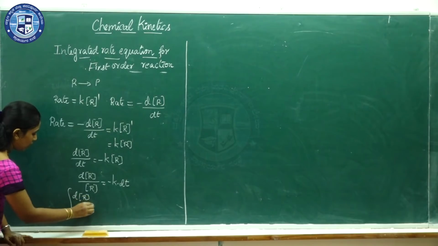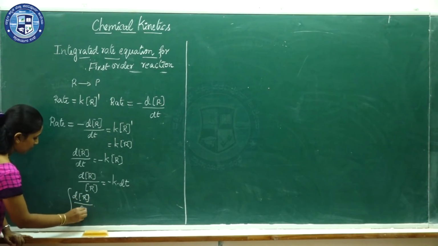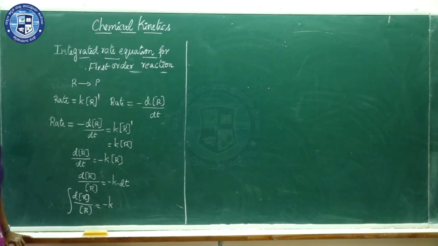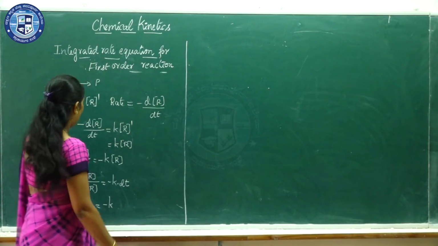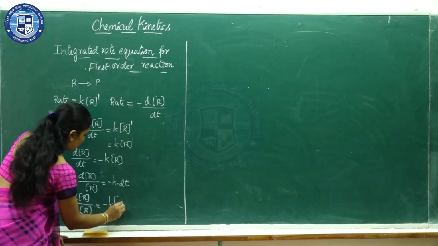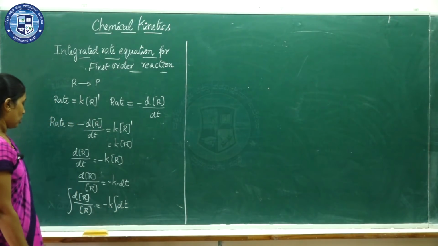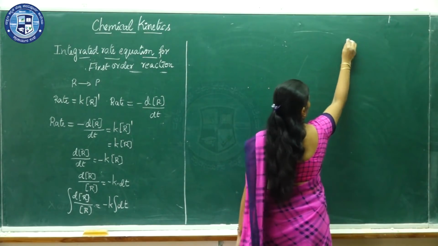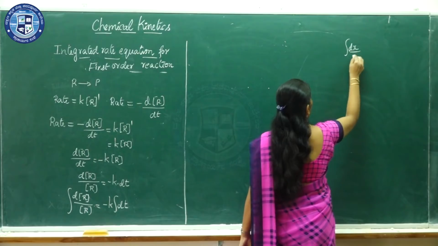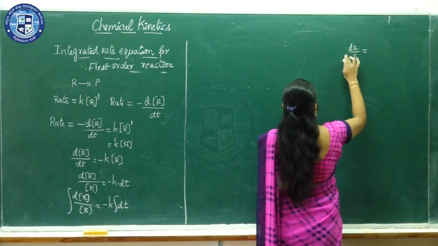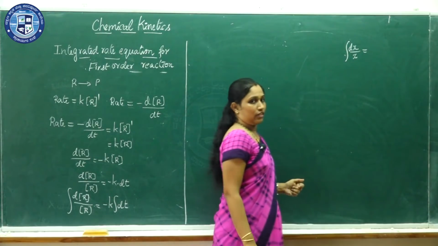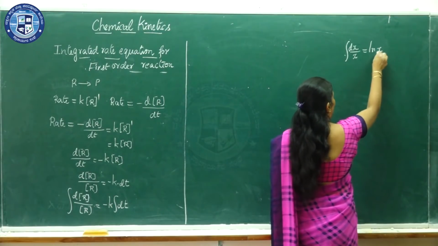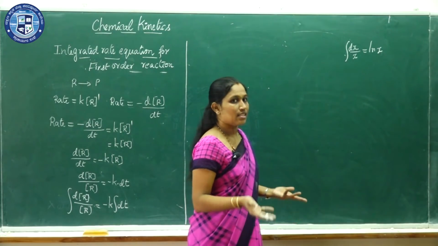Integration of dR by R is equal to minus K. As you know, K is a constant, we are not going to integrate that. We are going to integrate only this. Okay, as you know here, what is the integration of dx by x? What is the value of the integral? That is ln x, or you can also call it natural log of x.